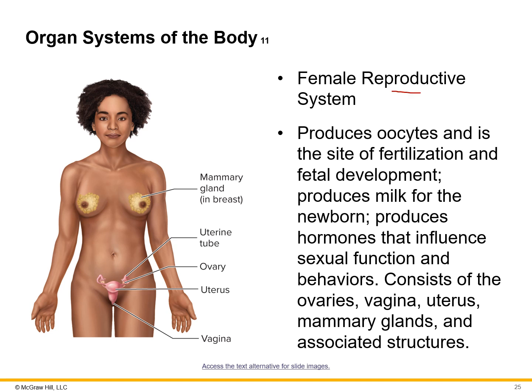Right, then our reproductive system here. So this is, of course, used in sexual reproduction, so fertilization and fetal development. Also in women, thinking about milk production for the newborn and hormones that influence sexual functions and behaviors. Includes in the female, ovaries, the vagina, uterus, mammary glands, thinking about the milk production and associated structures.